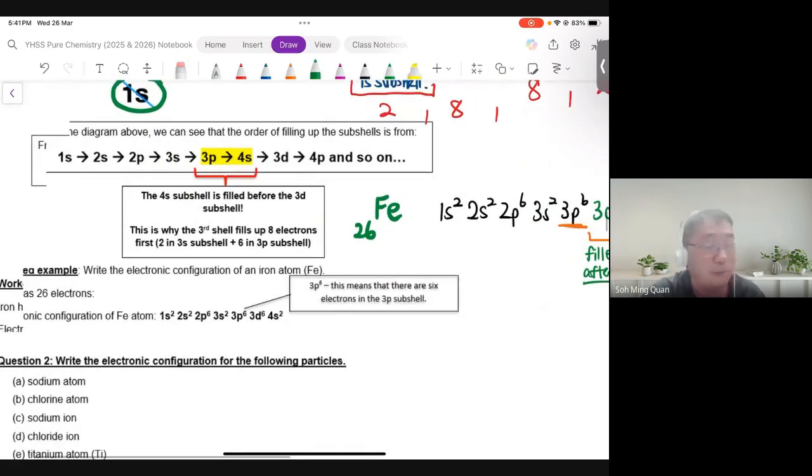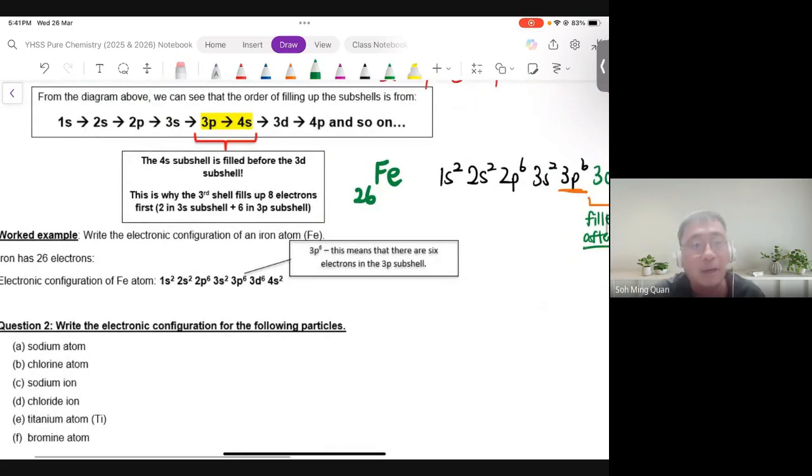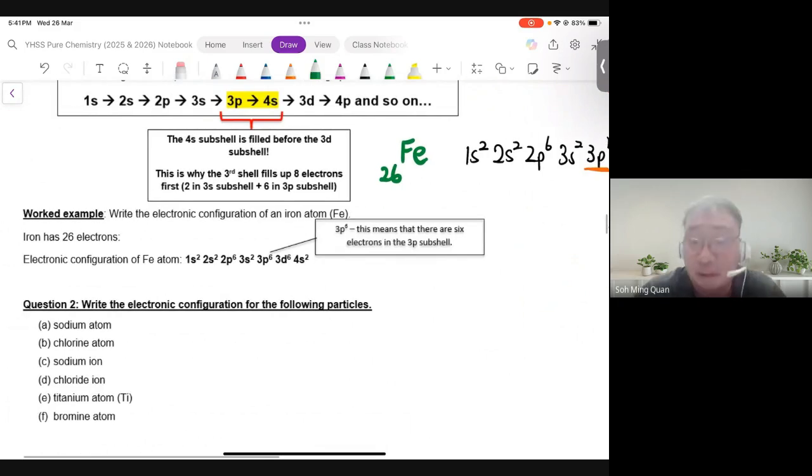Now, I cannot see you practicing, of course, because you're online, but it's time to try writing yourself for 2A to 2F. I'm going to give you some time to work on this. Can we just take about 6 minutes to work on writing the electronic configuration for the sodium atom, chlorine atom, sodium ion, chloride ion, titanium atom, and bromine atom. So let's do it now. Let's do all 6 before I give you the answers.